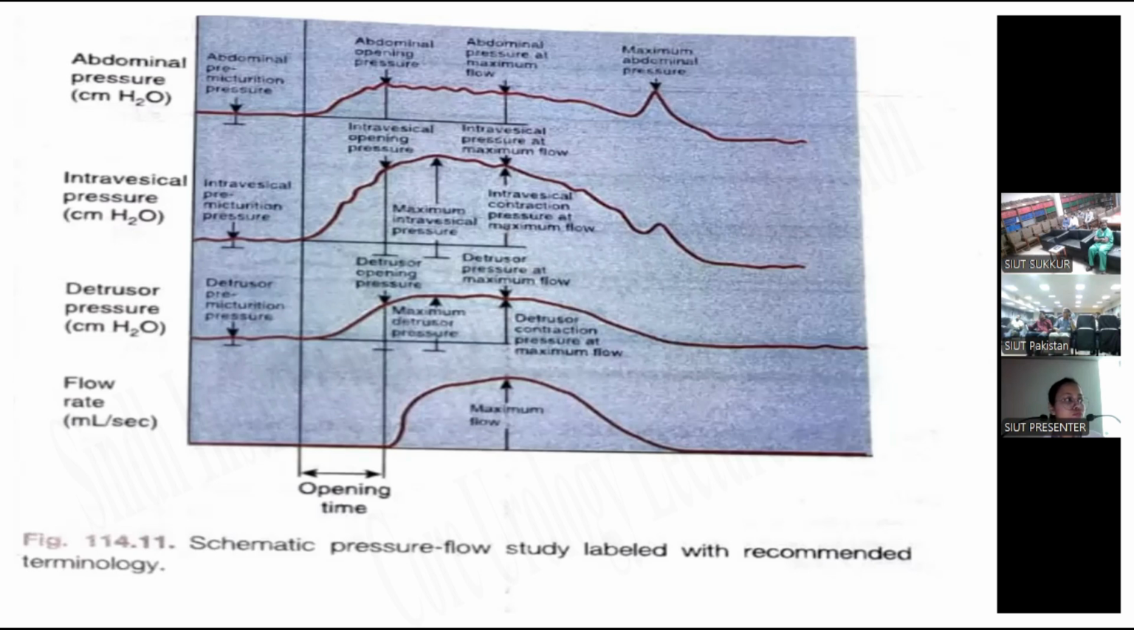So whenever you are investigating UDS in a large prostate patient, whenever you are reviewing the pressure flow studies, always see the detrusor pressure as well as the flow rate. If the detrusor contraction is strong and the flow rate is poor, then surgery will benefit him. But if the detrusor contraction is very weak, and as a result the flow is very poor, then surgery will not benefit this patient.